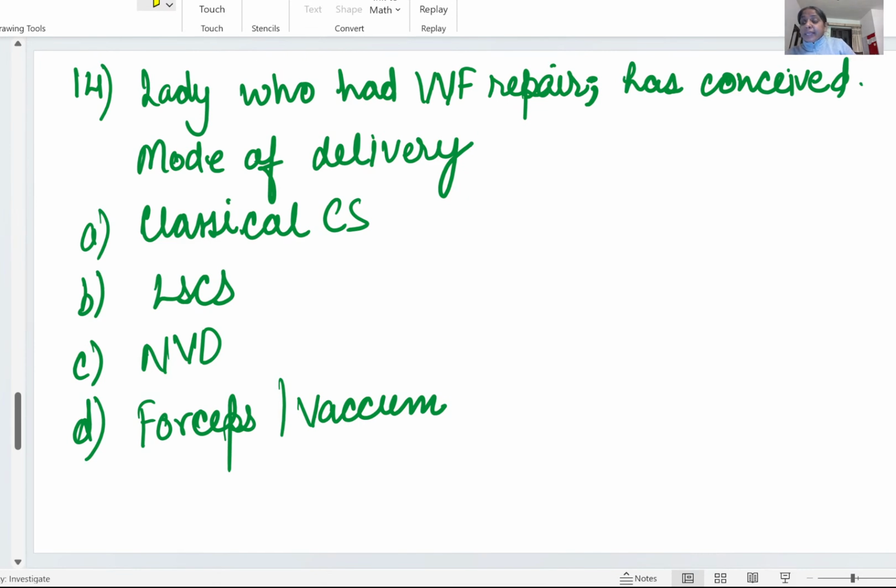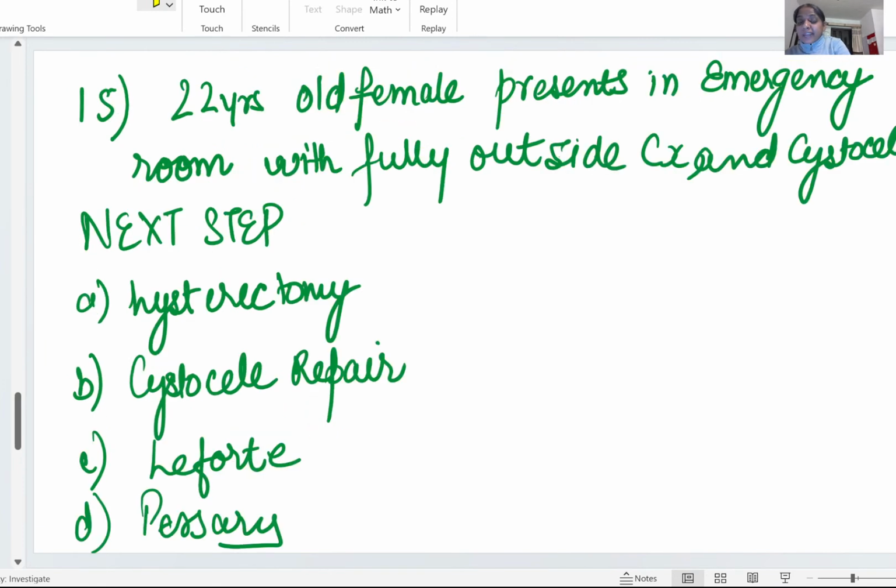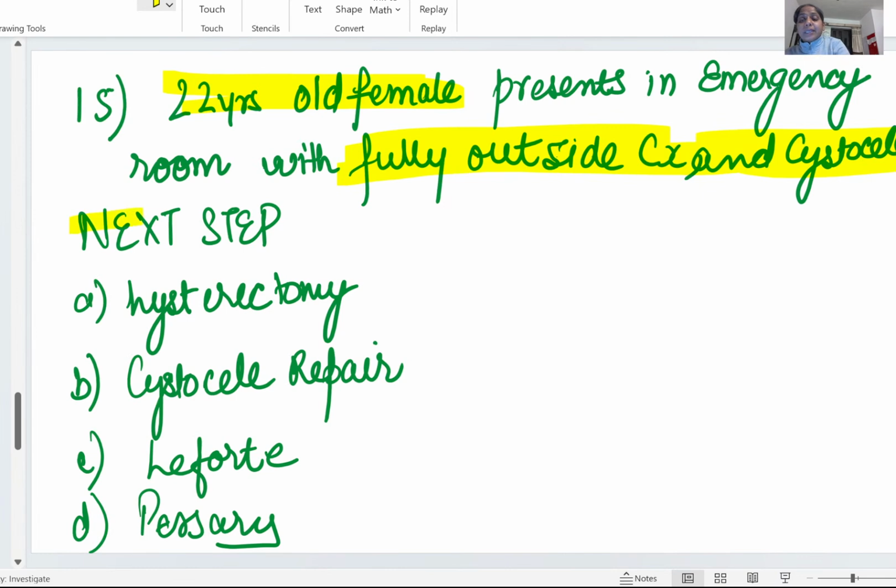Next is a lady who had VVF repair. Now the lady has conceived. What will be the mode of delivery? Classical cesarean, lower segment cesarean, normal vaginal delivery, or what? Okay. Next question: a 22-year-old female has cervix outside the vagina and cystocele. Next step.